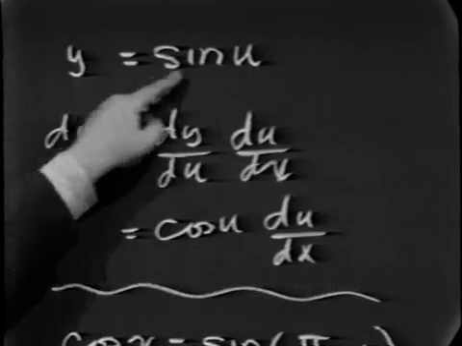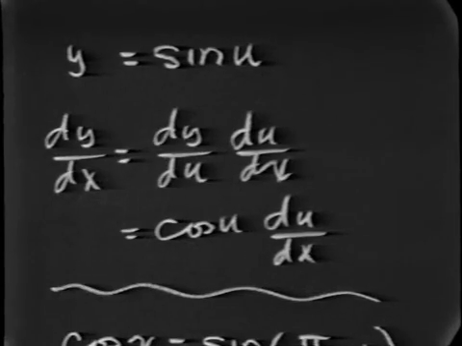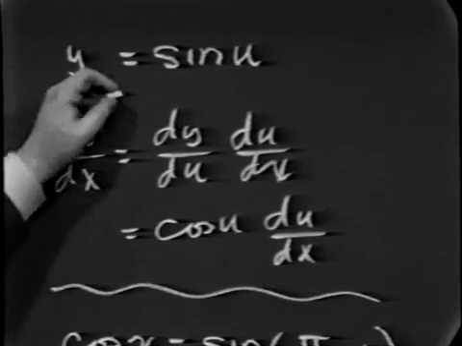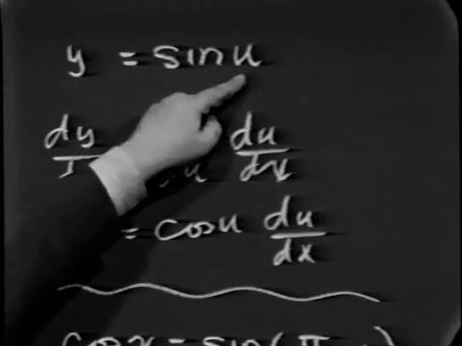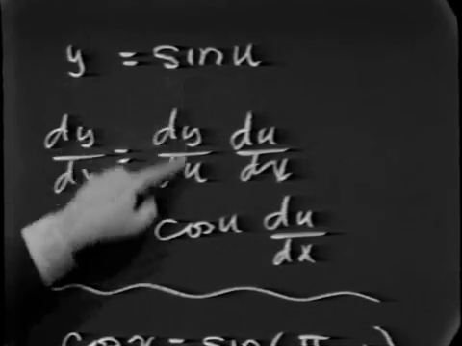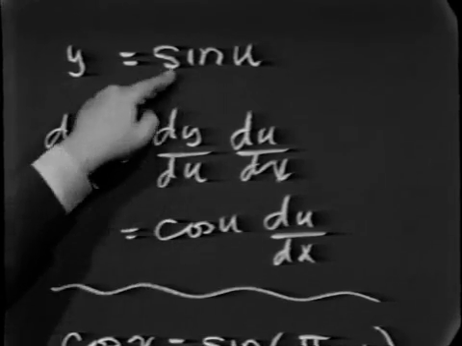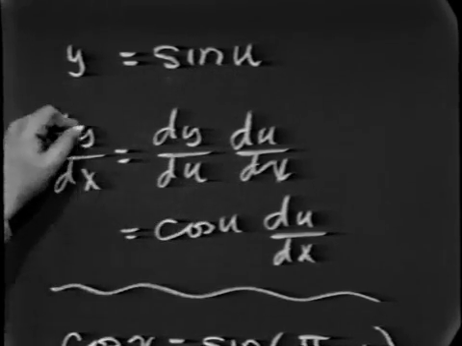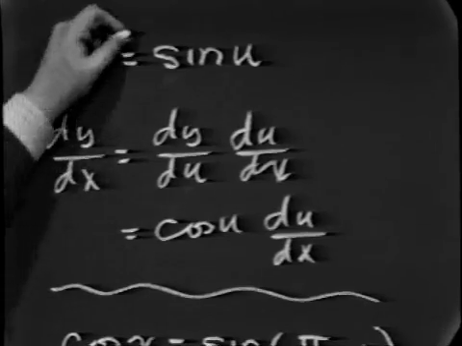Suppose we have now that y equals sine u, where u is some differentiable function of x. And we now want to find dy/dx. Well, you see, the point is that we know that the derivative of sine u with respect to u would be cosine u. What we want is the derivative of sine u with respect to x. And we motivate the chain rule the same way as we did before.